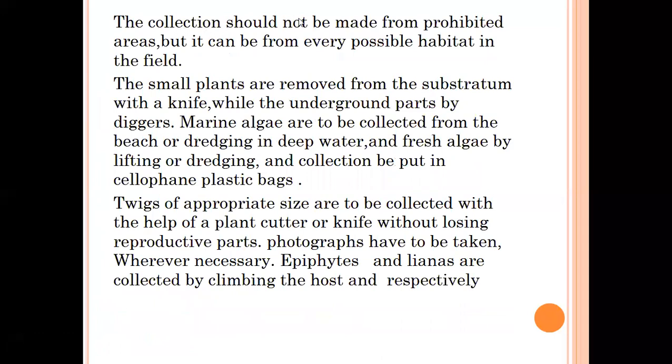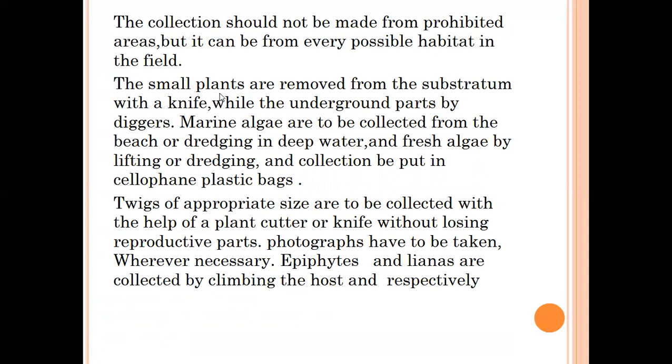The collection should not be made from prohibited areas. In some visited areas, some prohibited areas are there. In some locations, the prohibited areas are there. From those prohibited areas, we don't take any herbariums. So the collection should not be made from the prohibited areas, but it can be from every possible habitat in the field. The small plants are removed from the substratum with a knife, while the underground parts by the digger.